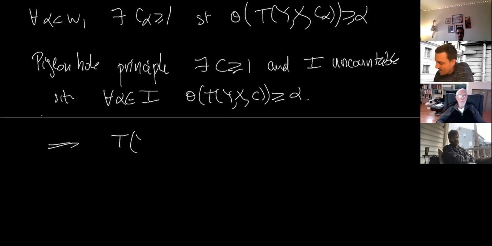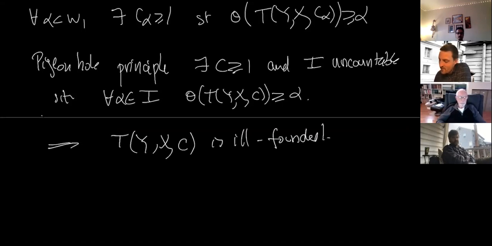T of Y x for this C is ill-founded because of the proposition above, and this implies that X has a linear embedding into Y. Okay.